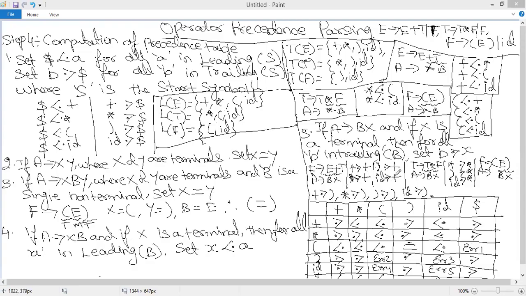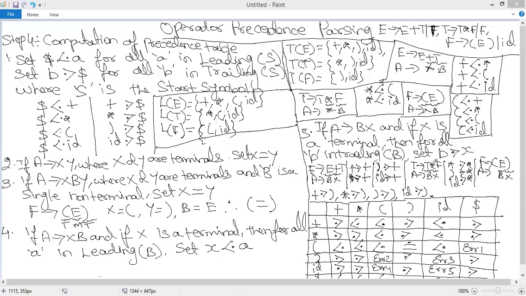Okay. Then the next thing is T tends to T star F. So A tends to BX, how can we mention this? Here T tends to T star F can be mentioned as A tends to BX. So this first non-terminal T is mentioned as B and this second terminal star will be mentioned as X. So here we have to identify the trailing of B. Trailing of B is nothing but trailing of T.